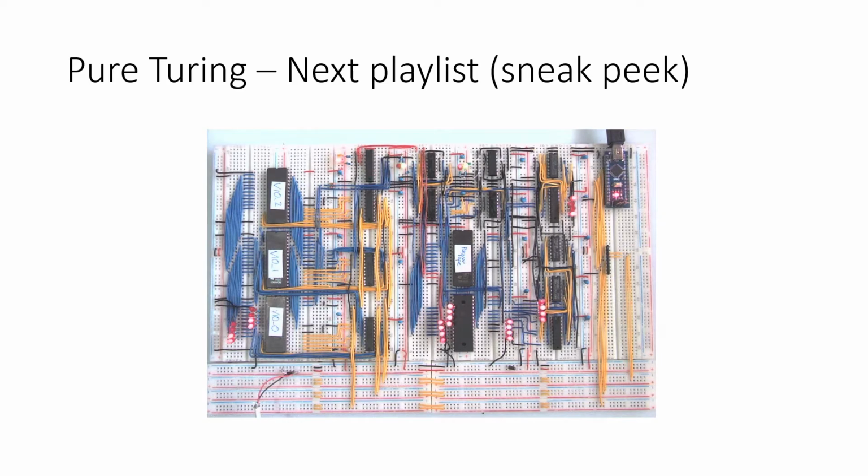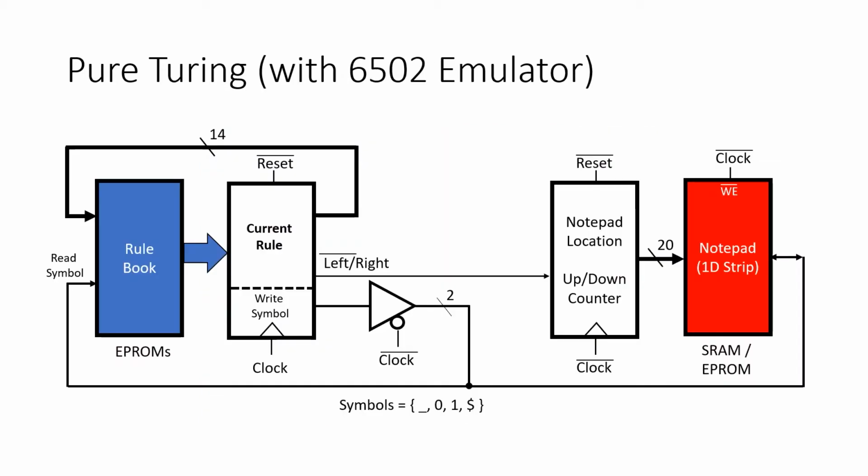I want to give you a sneak peek at the next playlist. This is pure Turing. Now it's a little bit of play on words because there's no such thing as a perfect Turing machine. It's a breadboard based TTL Turing machine which emulates the 6502 one bit at a time. And in this clip it's actually executing the code for Apple Pac-Man. It's a proof of concept machine, and it's very slow, but I'm still amazed that an architecture this simple can execute 6502 code. And don't worry, I'll go over Turing machines in a lot more detail in the next playlist.